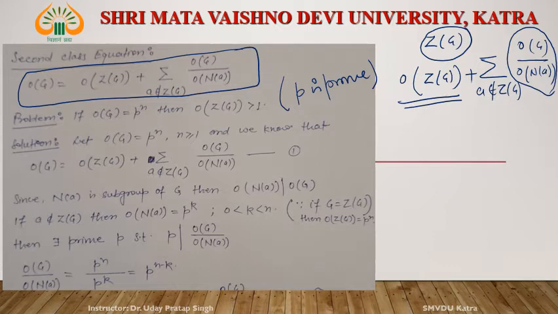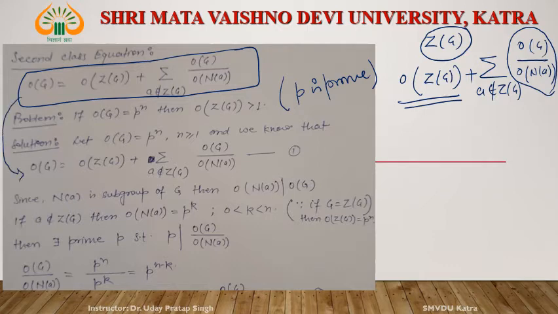this Z(G) always contains more than one element, right? See the solution of this on the basis of the class equation. What is order of G? P to the power n. What is n? n is greater than or equal to 1. Okay. Remember the statement of the second class theorem.